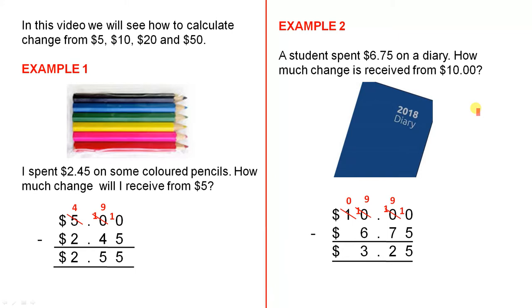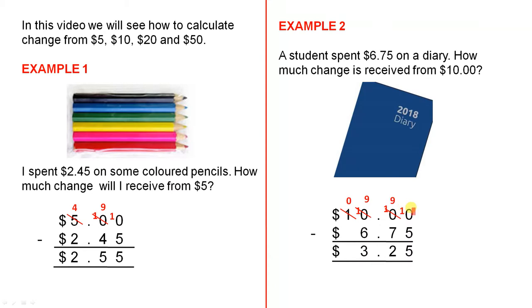Example 2. A student spent $6.75 on a diary. How much change is received from $10? So $10 take away $6.75. We have to go all the way across here before we can start our trading because they're all zeros. So when we cross that off, that becomes a 0, and there's our trade. Now we can trade. So we cross that off and make it a 9. There's the 1 that we've traded. We cross that off and make it a 9, and there's our 1 that we've traded.